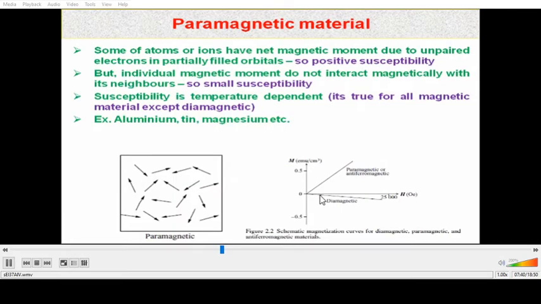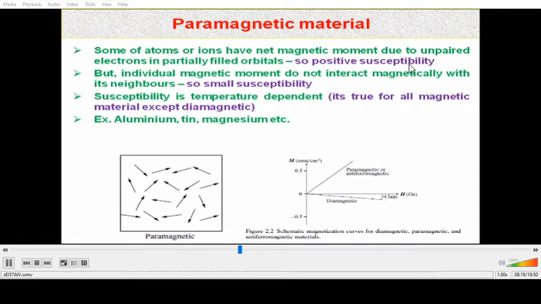So now the second type is the paramagnetic material. In this kind of material, some atoms have a net magnetic moment due to unpaired electrons in partially filled orbitals. So when placed in a magnetic field, the material gets magnetized due to those unpaired electrons, hence resulting in positive susceptibility.